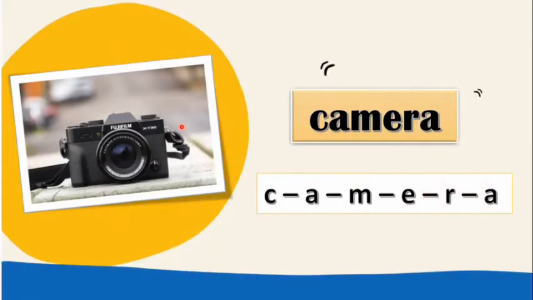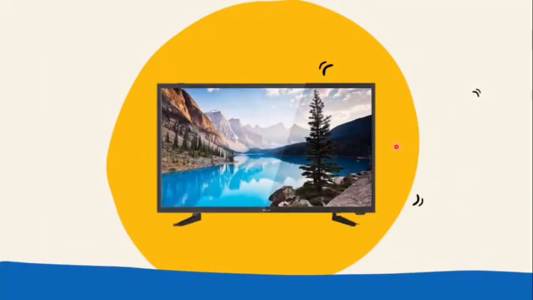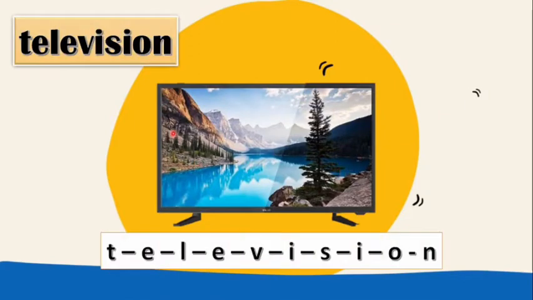And then, do you know this? Yes, it's a camera. Can you say camera? C-A-M-E-R-A. Camera. Now, what is this? Yes, it is a television. Can you say television? T-E-L-E-V-I-S-I-O-N. Television.